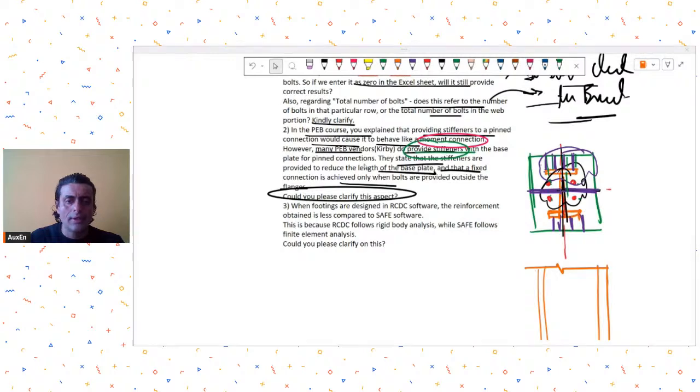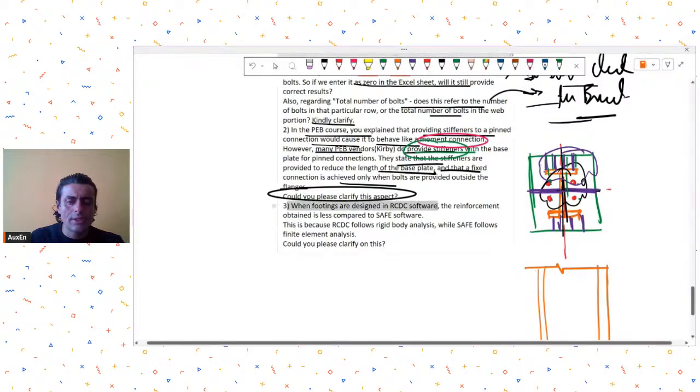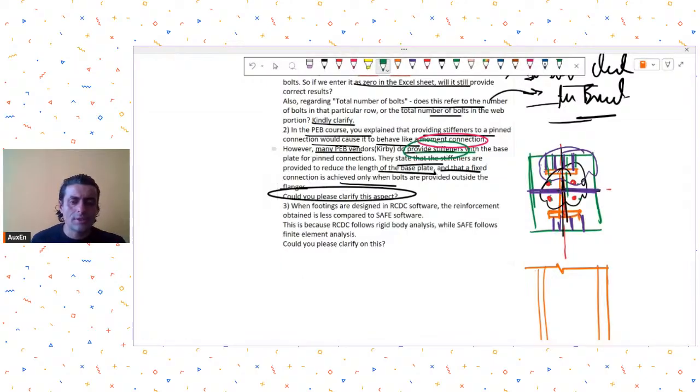All right. Then next query is, when footings are designed in the RCDC software, the reinforcement obtained is less compared to SAFE software. This is because RCDC follows rigid body analysis while SAFE follows finite element analysis. Could you please clarify on this? See, the normal RCDC will only do isolated footings, where it will just do your normal manual calculation that we do.